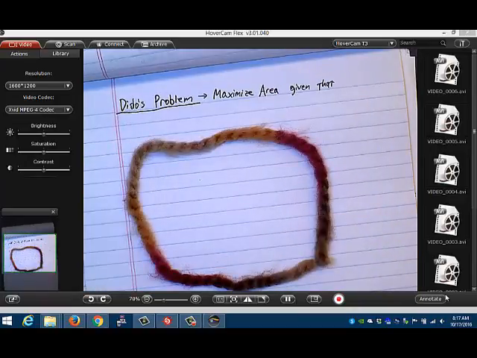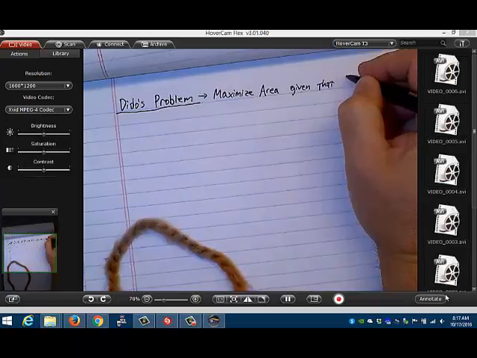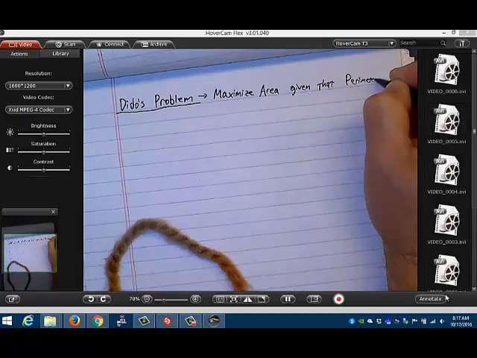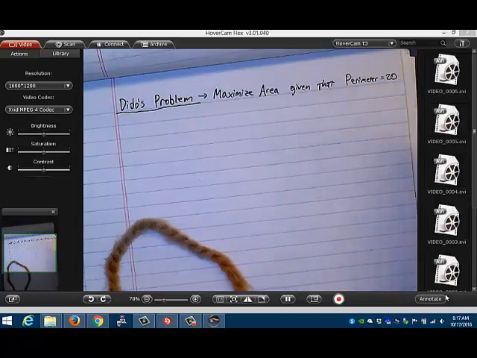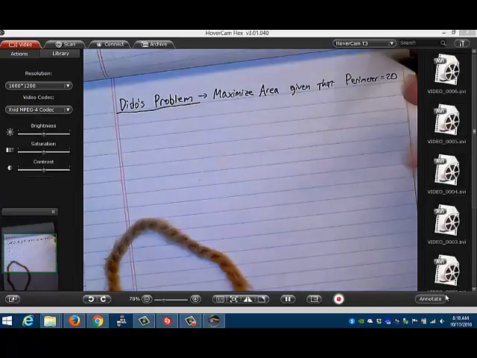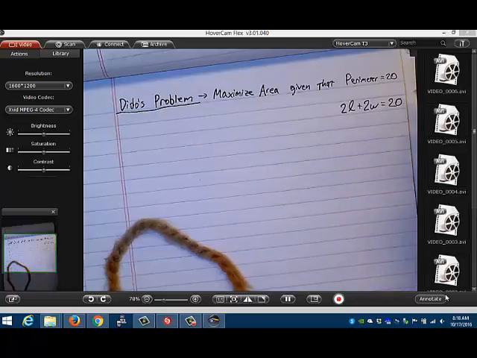We tried to express that in different ways, and as I walked around, I'm going to show you several different things that people wrote. Some people wrote this, for instance. P equals 20. P standing for what? The perimeter. Then I got some interesting things. Some people actually wrote an equation for a perimeter, such as 2 times the length plus 2 times the width equals 20.